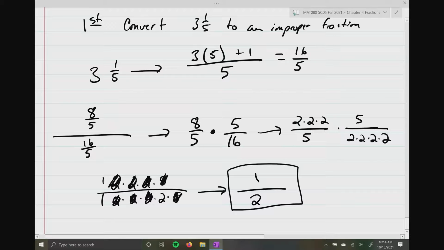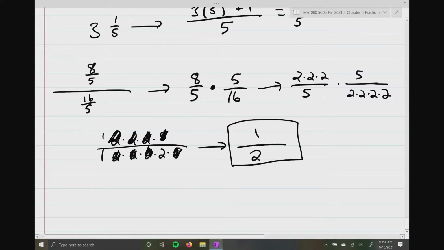Are there any questions with my technique and how I did that? All right, let me give you one to do. Very similar to what we just did. I want you to divide 5 over 7 divided by 1 and 2/5. I'm going to go grab a drink of water.